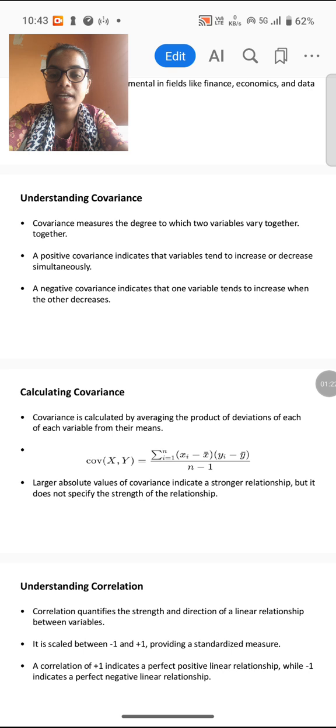When it comes to negative covariance, when one variable increases, the other one decreases. It is known as negative covariance. For example, when car speed increases, the time decreases. This is the best example for negative covariance. Zero covariance refers to when a change in one variable doesn't affect the other. It is known as zero covariance. This is about covariance.